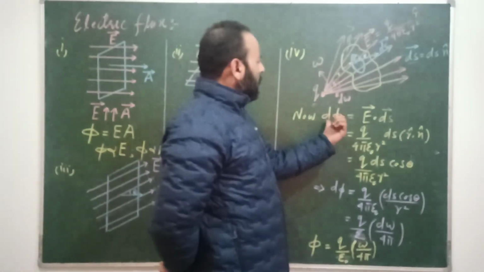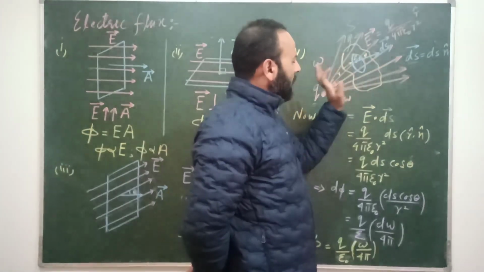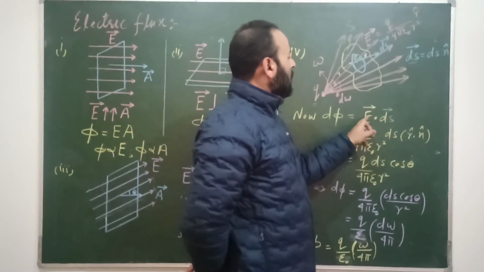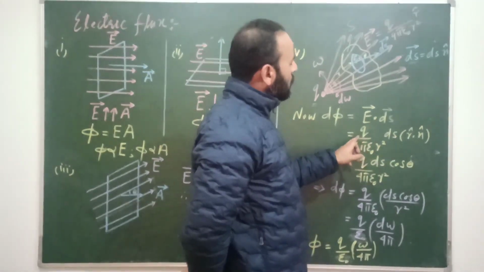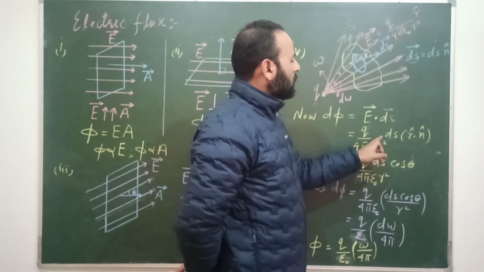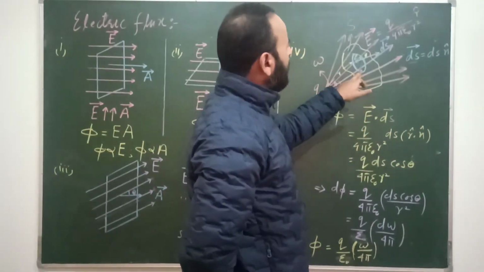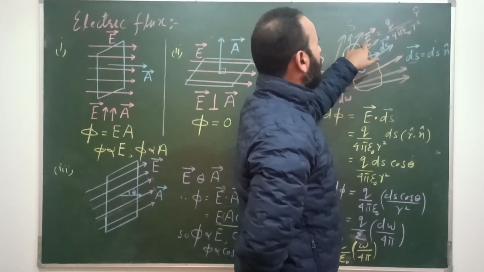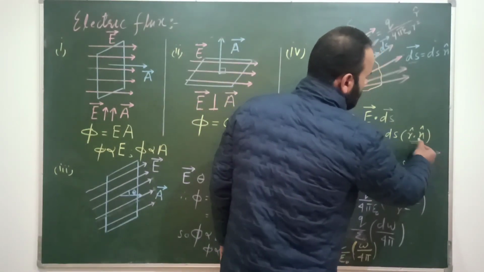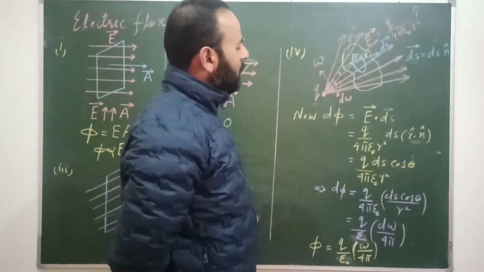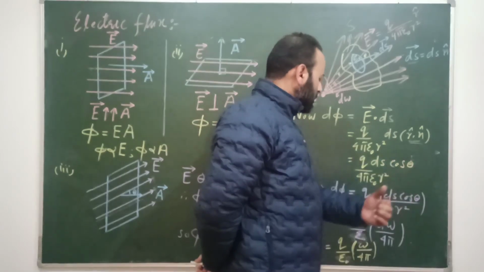Now, if d phi is the differential flux through this surface element, where we assume the electric field intensity is constant, then d phi is equal to E dot ds vector. So that is q by 4 pi epsilon naught r square, ds, then r cap dot n cap, right? If theta is the angle between r cap and n cap, or E vector and ds vector, then we can write this simply as cos theta, because the magnitude of the unit vector is 1. So it is q by 4 pi epsilon naught, ds divided by r square, cos theta.